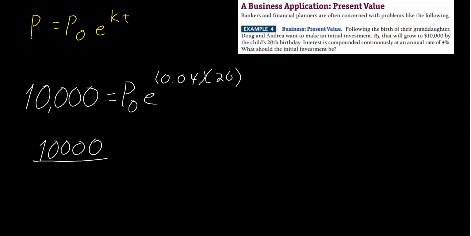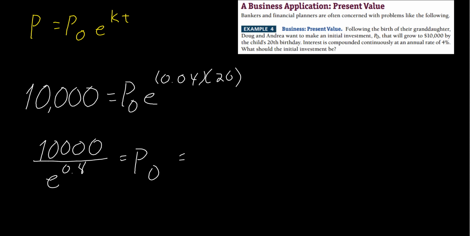e to the 0.8. That's equal to P naught, which is going to be equal to 10,000 divided by e to the 0.8. That comes out to 44.93.